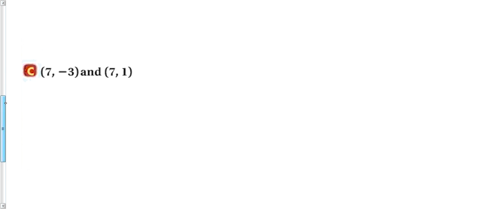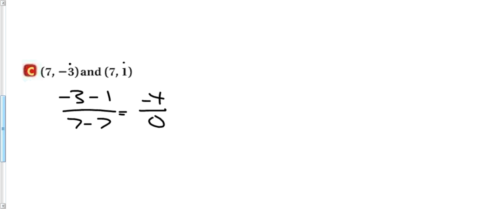Here, however, when we look at this problem, we start with y2 minus y1, negative 3 minus 1 over 7 minus 7. Now we have negative 4 over 0. In this case, we all should remember that you cannot divide by 0. So in this case, there is no slope. My slope is undefined because dividing by 0 is undefined.